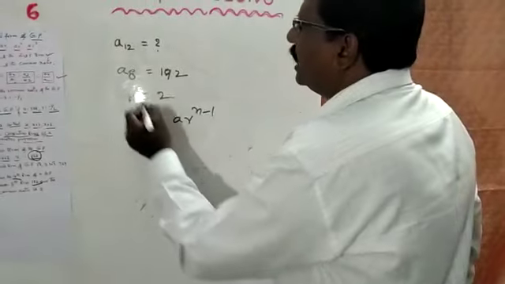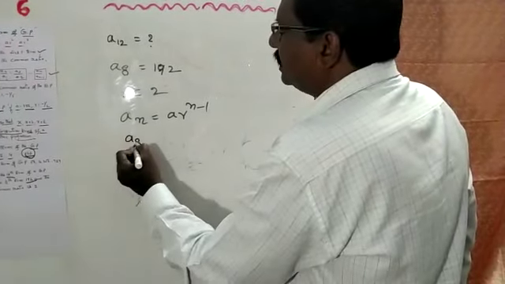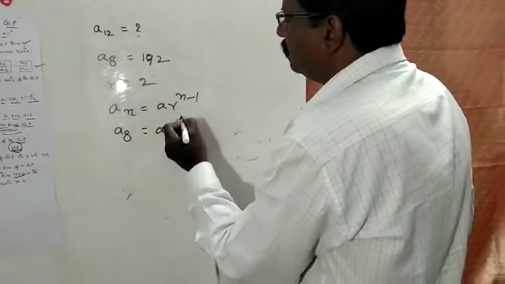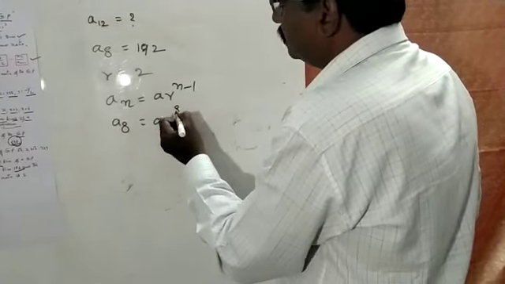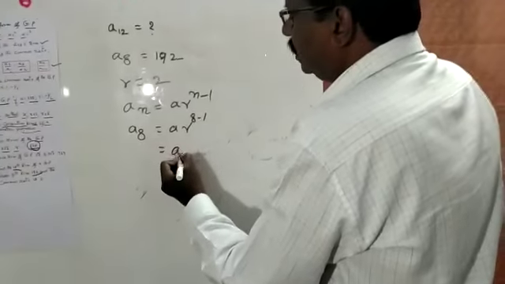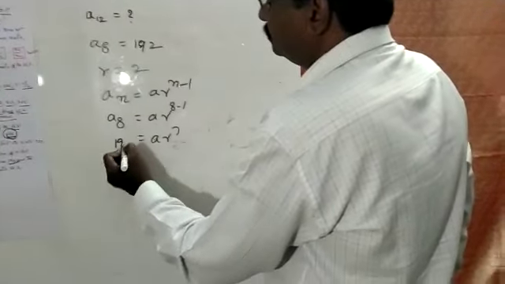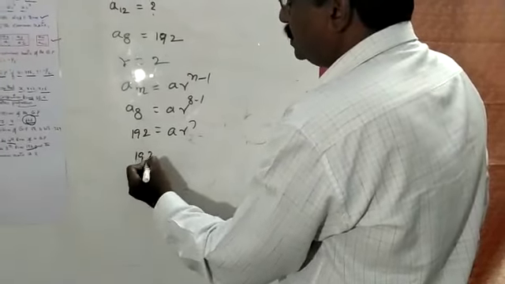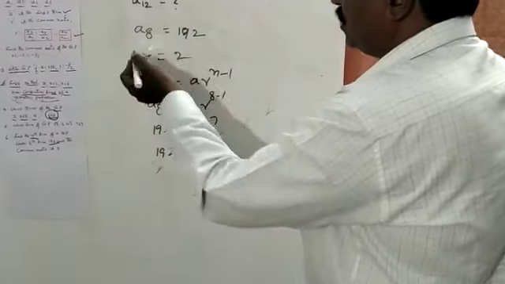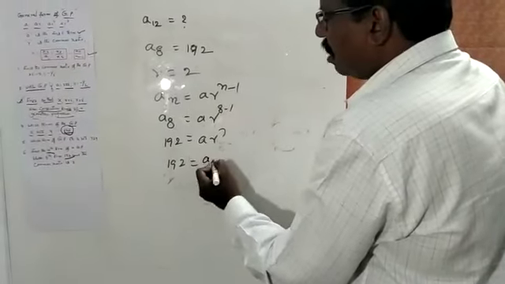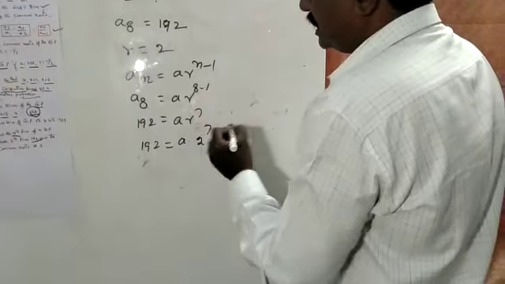What is a8? a8 is equal to a into r to the power of 8 minus 1. Again I write, a into r to the power of 7. What is a8? 192. So 192 is equal to a, which you don't know, you have to find a. a into r means how much? 2 to the power 7.